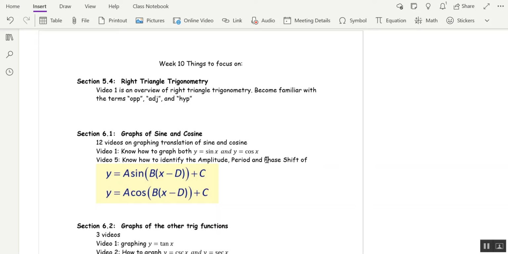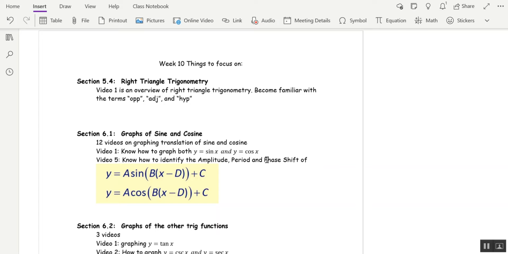Section 6.1 has 12 videos, and I'm just going to leave it up to you how many of those videos you want to watch, because that's a lot. But at a minimum, you need to know how to graph sine and cosine, and those are going to be the building blocks that we use to graph other functions that are transformations of sine and cosine.